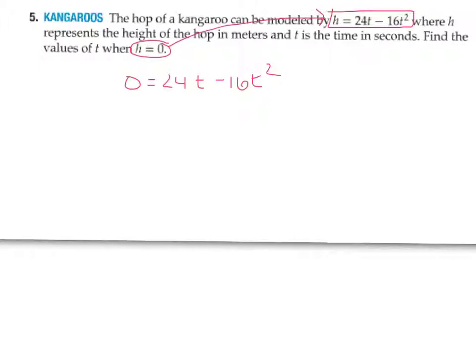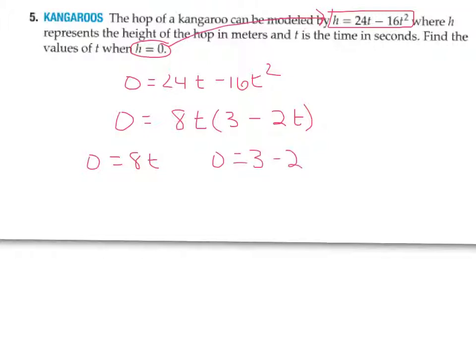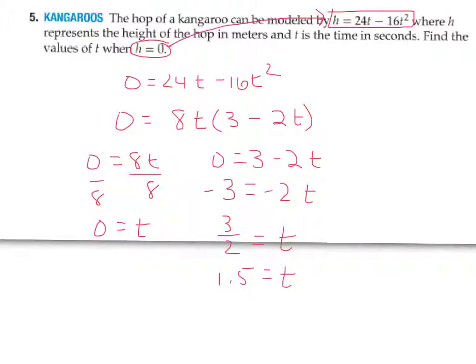And now I'm actually sitting at the zero product property rule. So I've got it set equal to 0. Now I'm going to pull out a GCF. I'm going to pull out an 8t, and I will have 3 minus 2t left. All right, so again, set each factor equal to 0. So 0 equals 8t, and 0 equals 3 minus 2t. Divide by 8, so 0 equals t. And on this one, I'm going to subtract the 3 off, so negative 3 equals negative 2t. And then I'm going to divide by negative 2. So I end up with 3 halves equals t, or if you want to think about it as 1.5 equals t, either one of those is fine.